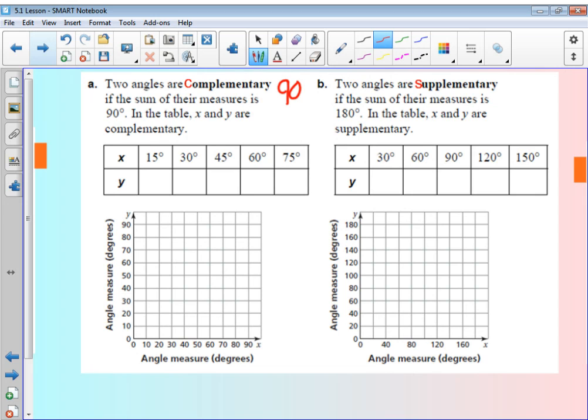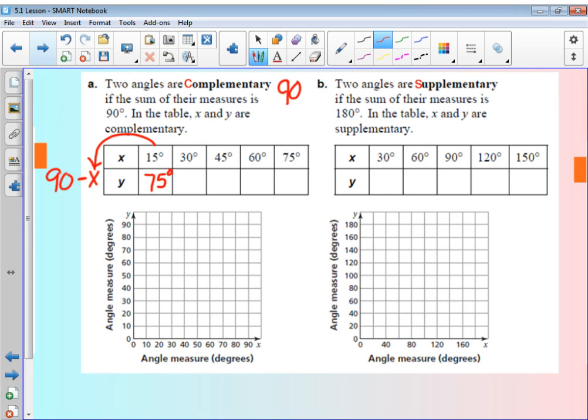If you were to add them together, they have to equal 90 degrees. In the table, X and Y are complementary, so it means they equal 90 degrees. So if we want to find out what Y is, Y is going to be equal to taking 90 minus 15, right? So if we take 90 and subtract off our x, that will give us what our y is. So if I substitute in first a 15, 90 minus 15 is going to give me 75. So 75 degrees for that one.